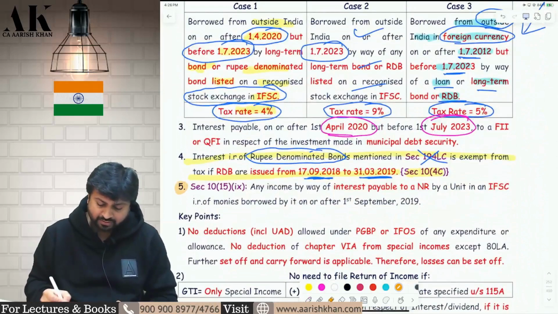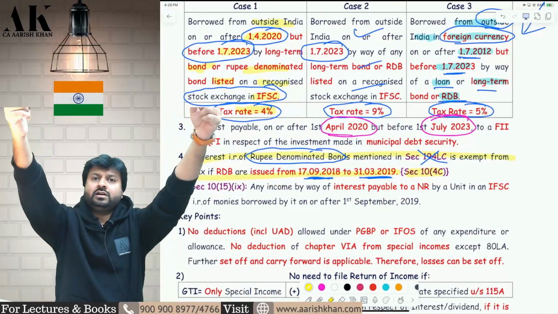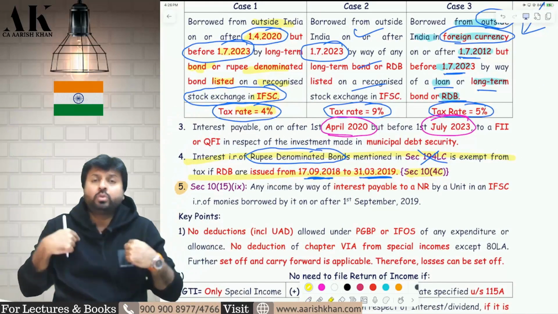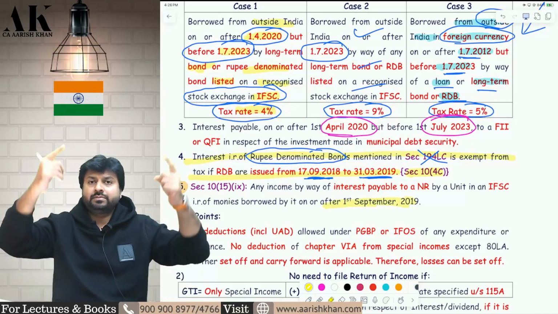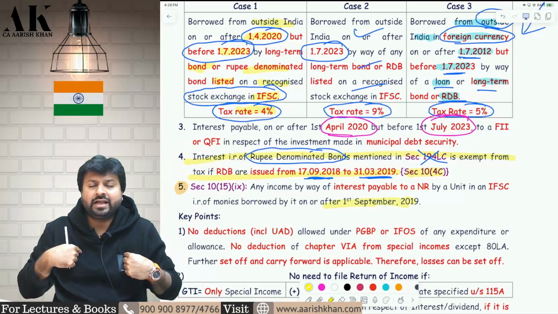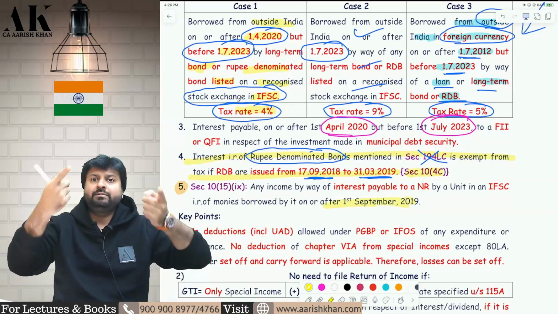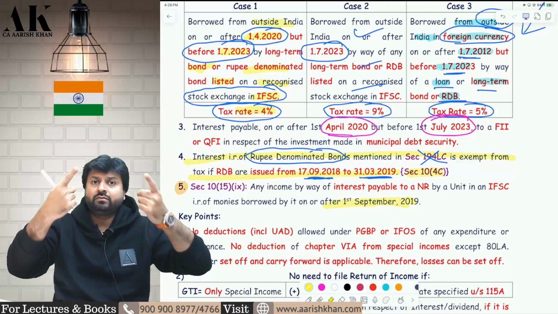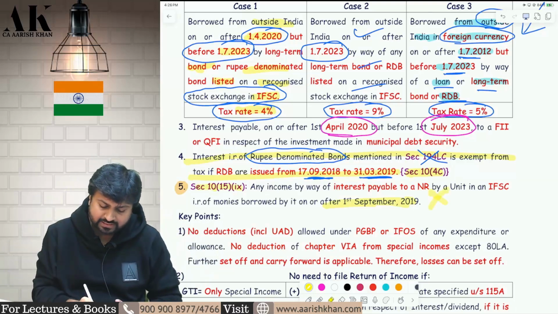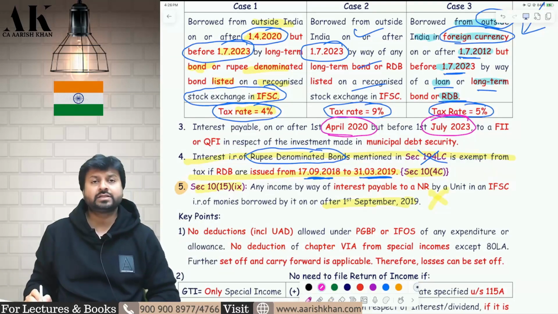Last but not least, point number 5, what does it say? If a non-resident has given loan to a unit in IFSC on or after 1st September 2019. Suppose you are non-resident, I am located in IFSC, you have given me a loan, I am paying you an interest, and if the loan is given on or after 1st September 2019, then whatever interest I am paying you, it is fully exempt under section 10(15). I hope it is clear to all of you.